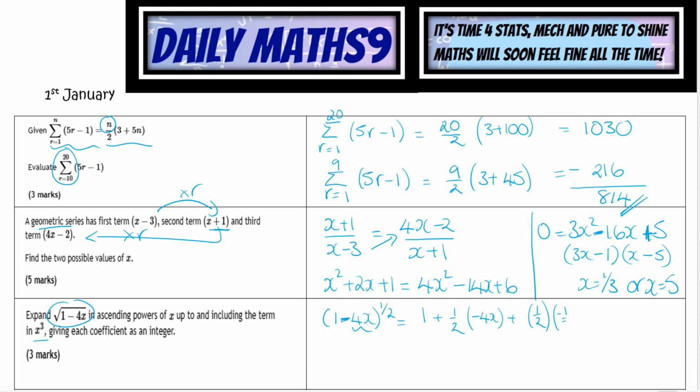And then it's going to be n, and then n minus 1 all over 2 factorial ax all squared, and then plus half minus 1 minus another 1, which is minus 3 over 2 all over 3 factorial, and then that would times by minus 4x cubed. And if you tidy them all up, you get 1 minus 2x minus 2x squared minus 4x cubed.